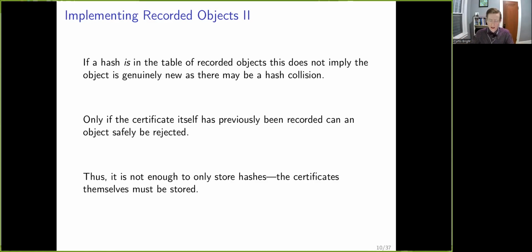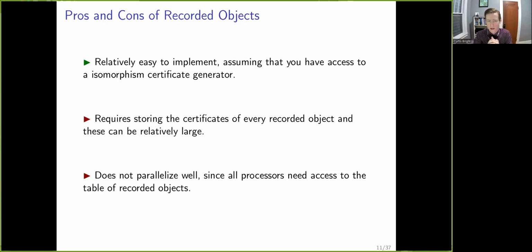So this is one of the downsides of the method. You can't just get away with storing hashes. You do have to store the entire certificate. The upshot of the method is it's relatively easy to implement, assuming that you have access to an isomorphism generator, which you can get by calling a standard library.